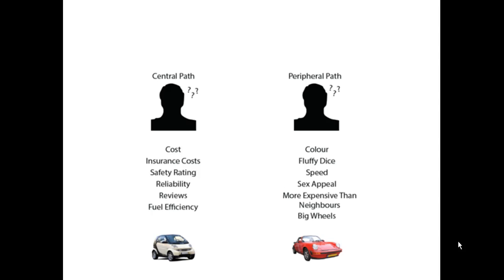On the peripheral path, if someone is using this approach, they will be looking at color, how fast it is. They may not have concrete numbers on that. Sex appeal, how expensive is it, my neighbor also driving a similar car, and so on. So those are a bit hazy and they are not very concrete. You can't really put numbers to that.